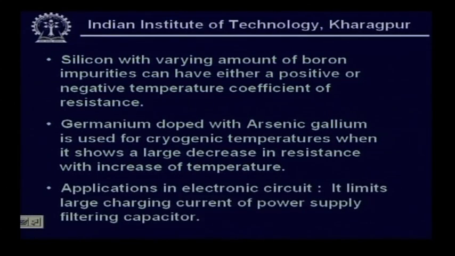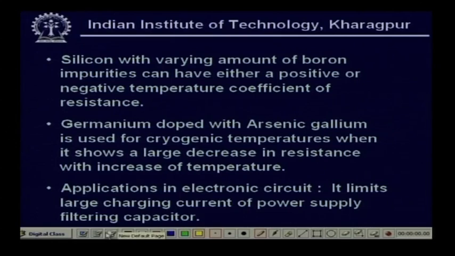Now, applications in electronic circuits: it limits the large charging current for the power supply filtering capacitor, which I will show later at the end of the lesson, along with how it can be controlled. It also has applications in stabilizing the Wien-Bridge oscillator circuit. It is also used for stabilizing the Q point of analog amplifier circuits, transistorized amplifier circuits. All these applications will be shown later on.